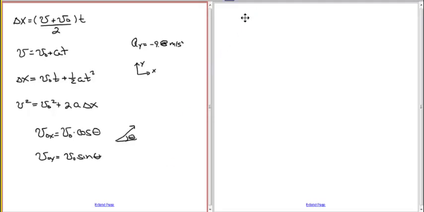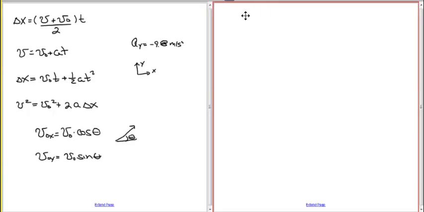When it comes to Newton's laws, we have for equilibrium that the sum of the forces equals 0 in both the x and the y direction. So this is equilibrium, meaning there is no motion.